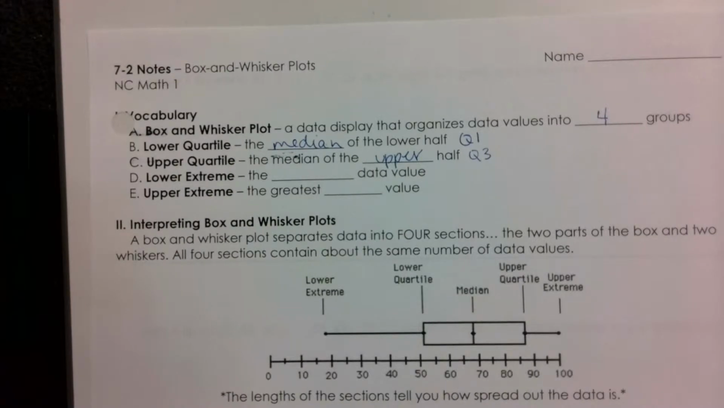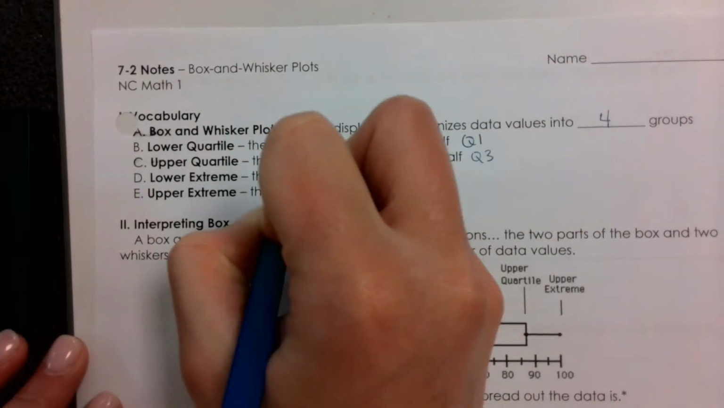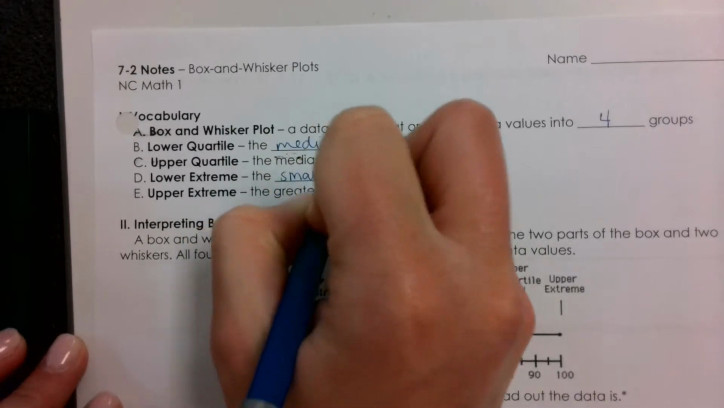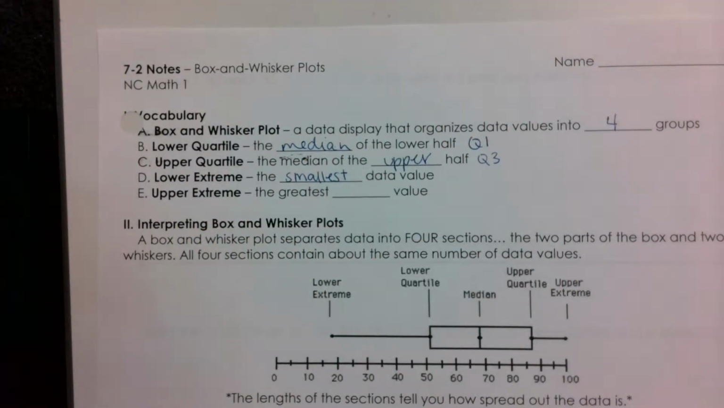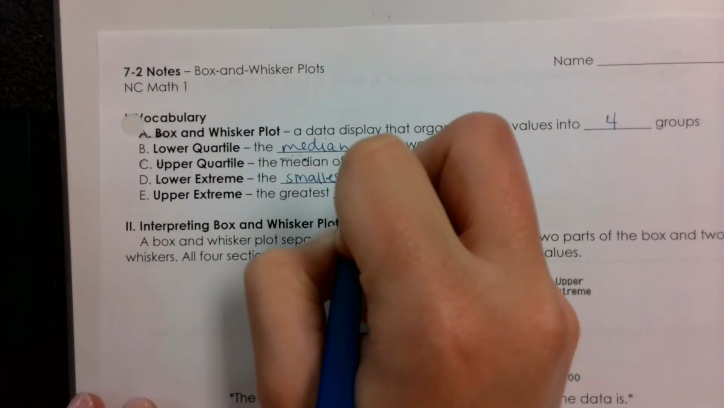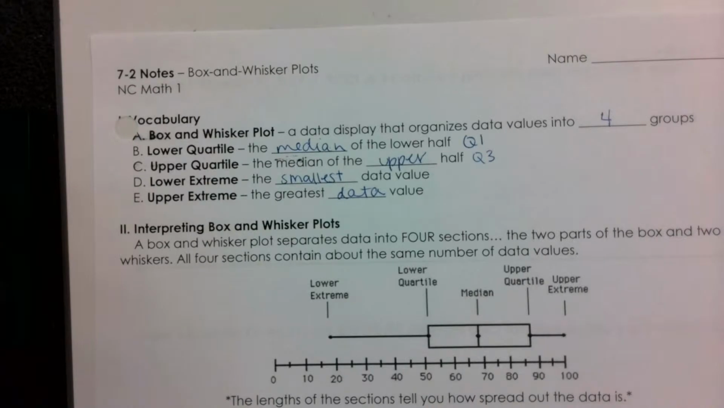So this is a little bit different. Your lower extreme. What do you think that is? The lowest, your smallest number, right? So we'll put the smallest data value. Then what do you think your upper extreme is going to be? Your greatest data value. Is that okay? So those two are kind of new. We talked about them just a little bit yesterday when we were finding your range, but we didn't have special names for them or anything. But today you're going to plot those on your box and whisker plot, so they are kind of important.